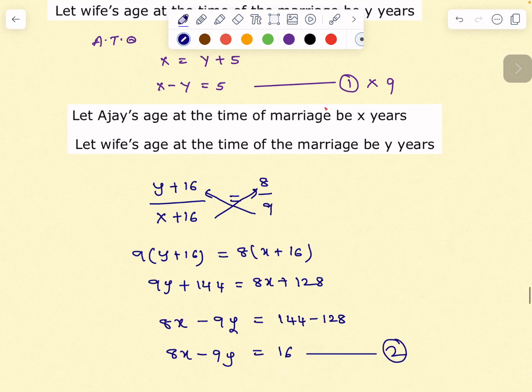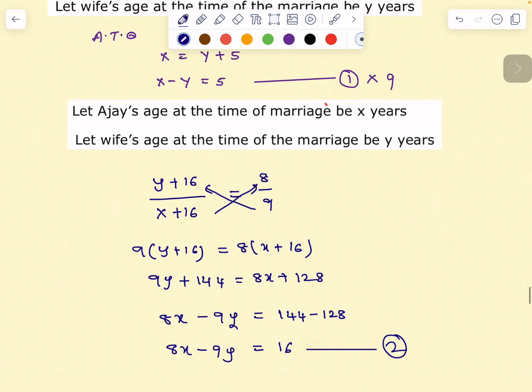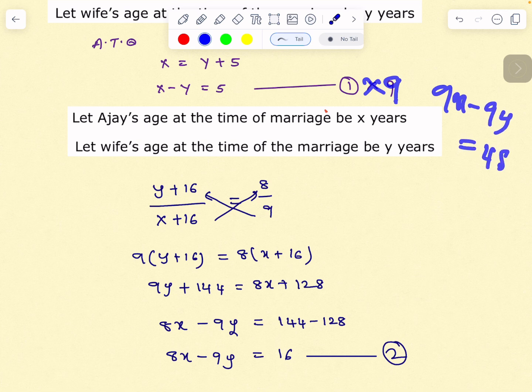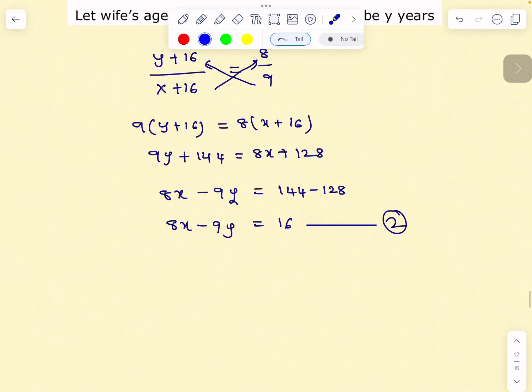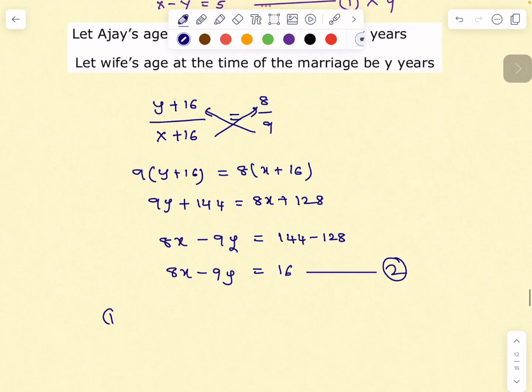Okay, to eliminate the y terms, just solve these two equations by the elimination method. What is the equation 1 we have here? x minus y equal to 5. So multiply equation 1 by 9, and you will get 9x minus 9y equal to 45. Then subtract it from the second equation.